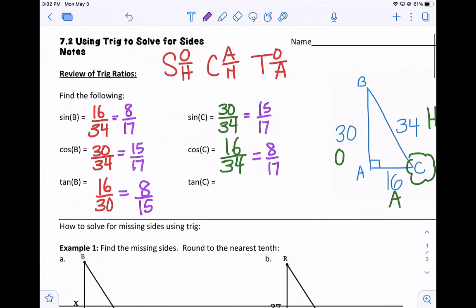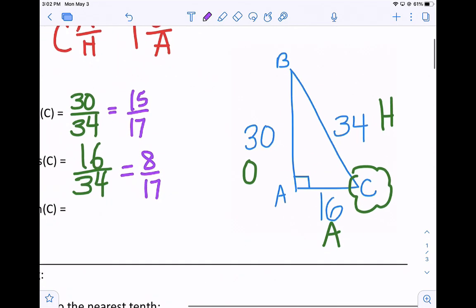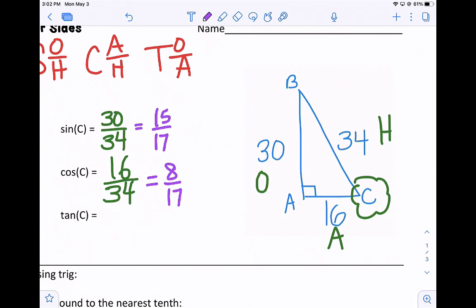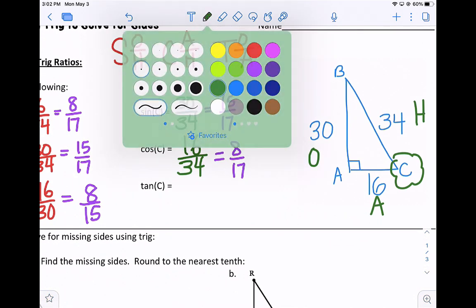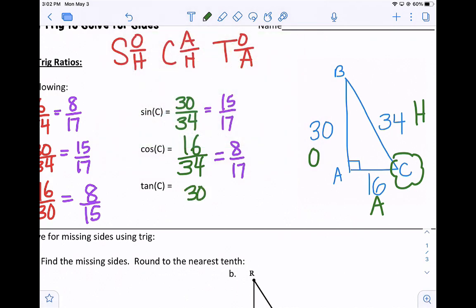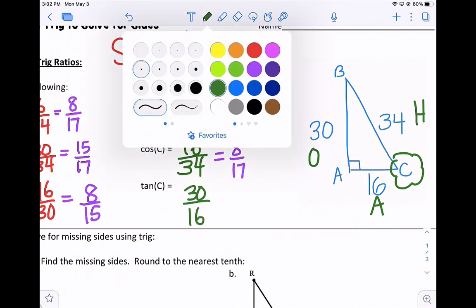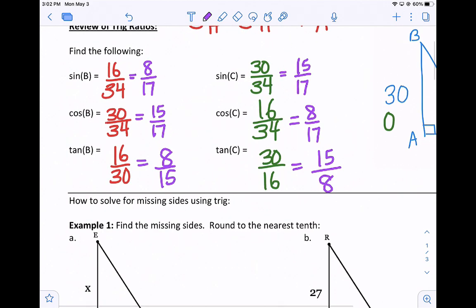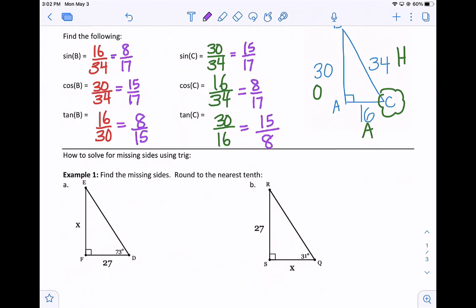And then our last ratio is tangent of c, which is opposite over adjacent. So the opposite side is 30. The adjacent is 16. Okay, so opposite 30, adjacent 16. And again, we'll go ahead and reduce that to 15 over 8. So if you notice, if we switch the angles, sine and cosine switch for each of these, and then the tangent flips.